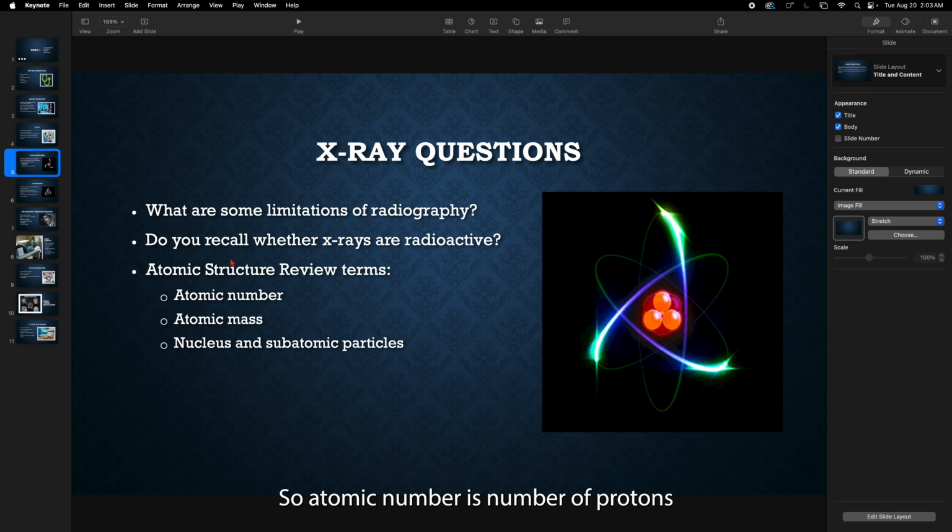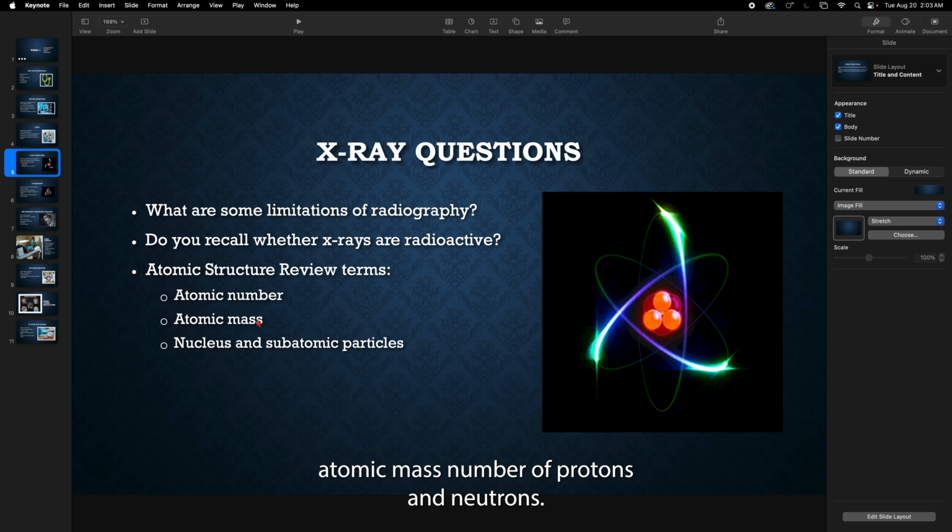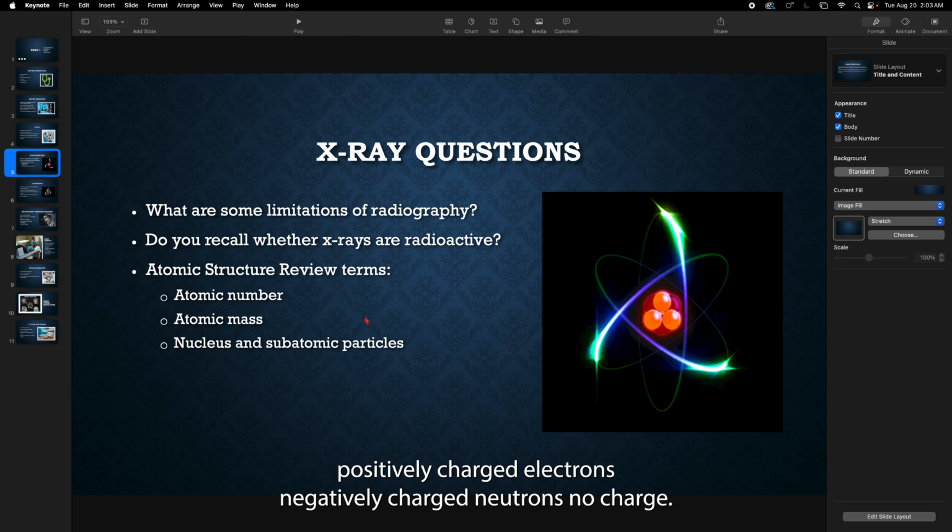All right, so atomic number is number of protons, atomic mass, number of protons and neutrons. It's in here. And what's in the nucleus? That's a nucleus. And subatomic particles will be the protons, positively charged, electrons, negatively charged, neutrons, no charge.